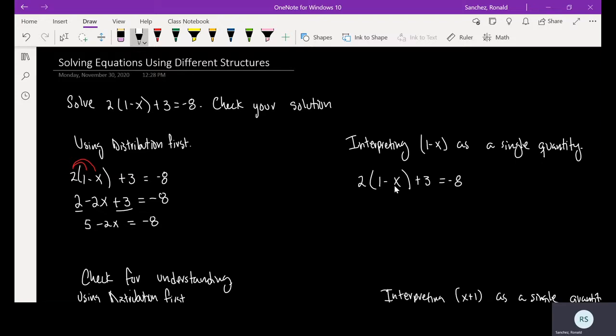Well, what can I do now? Remember that our goal is to leave x alone. So what we can do now is subtract 5 on both sides. These 5 are going to cancel each other out. 5 minus 5 is 0. And I can bring down this -2x. And that will give me -8 minus 5.